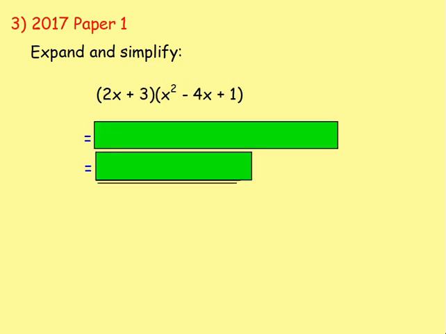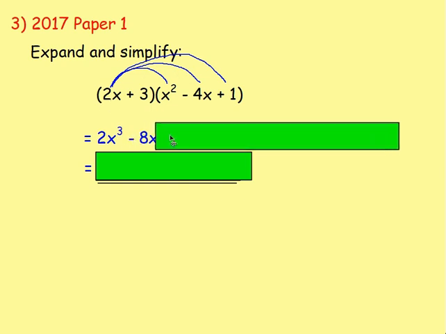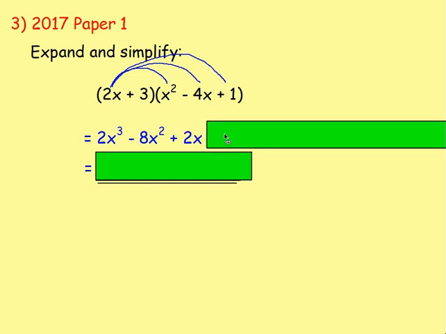Here's another one from 2017, paper 1, expand and simplify. 2x plus 3 bracket x squared take away 4x plus 1. Once again, because it's double brackets, think about rainbows. So, drawing a wee rainbow, do the 2x times by the x squared, and the 2x times the negative 4x, and the 2x times by the 1. So, 2x times x squared is 2x cubed. 2x times negative 4x is negative 8x squared, and 2x times by the plus 1 is 2x.